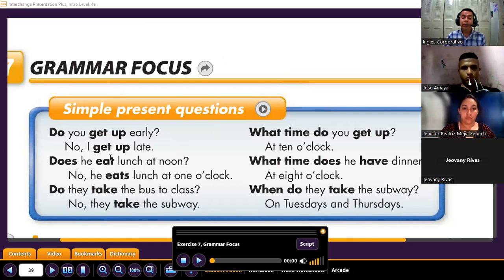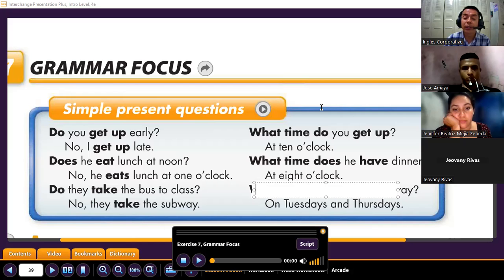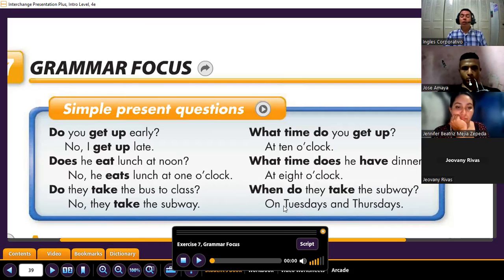Y por último, esto sí lo vamos a ver en otra clase más detenidamente. Tenemos las oraciones con WH word. We say, when do they take? So we have four parts, right? Aquí tenemos cuatro partes. Es el WH word, la palabra que lleva WH. Auxiliary, here do. Subject, they, and verb, right? Yes?